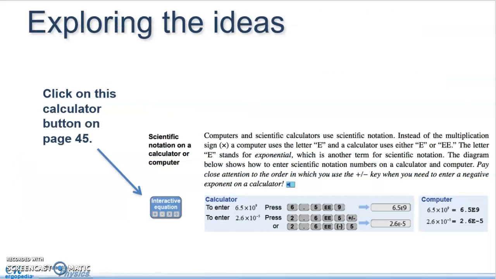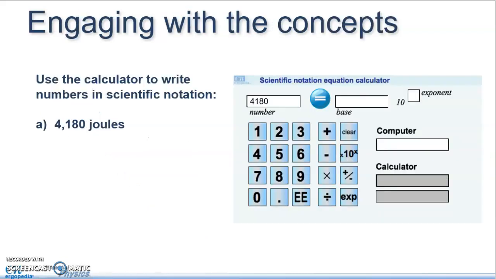Okay, so you can go on and explore with the interactive calculator here on page 45 in your book, so please make sure that you go and do that on the online version of the book. And take these numbers and put them in scientific notation.